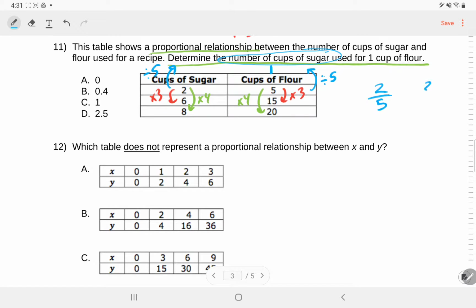And 2 divided by 5, we're going to do some long division. 2 divided by 5, 5 goes into 2, 0 times. So we add a decimal and add another 0. 5 goes into 20 4 times. 4 times 5 is 20. So the answer is going to be 0.4.